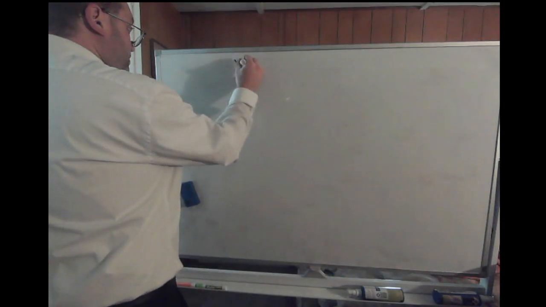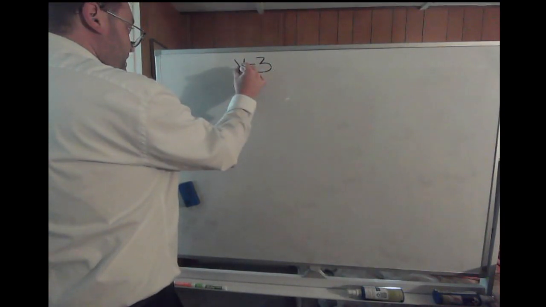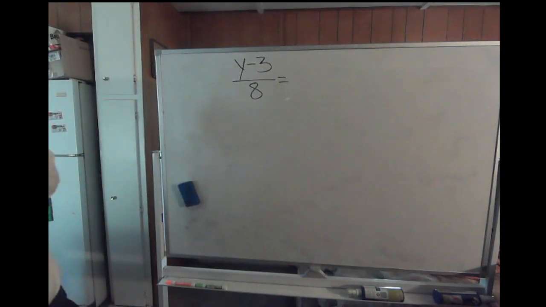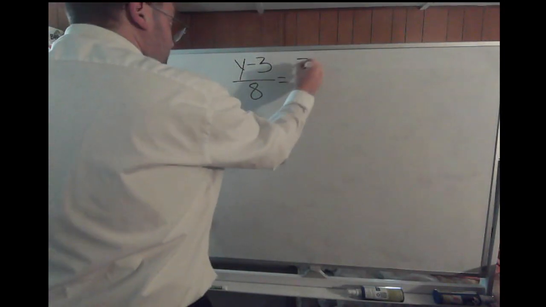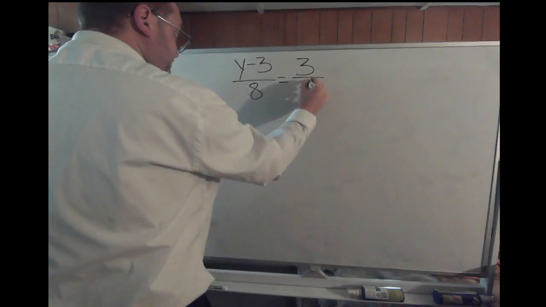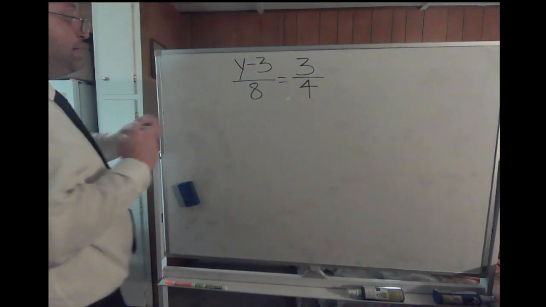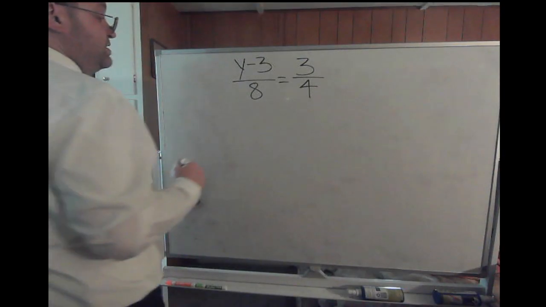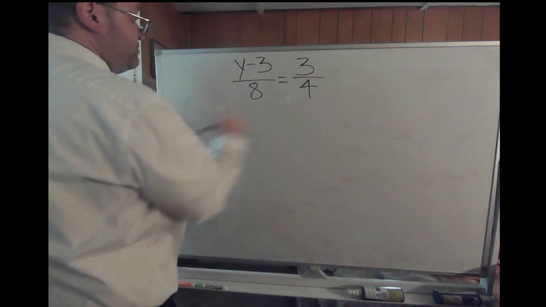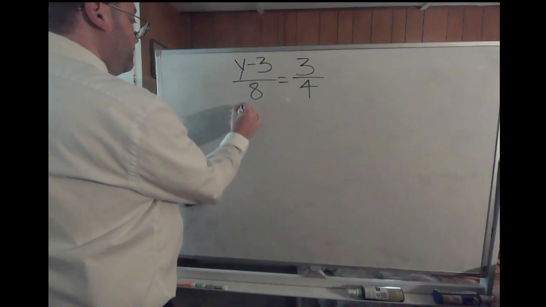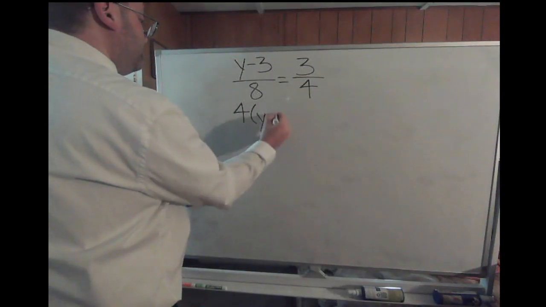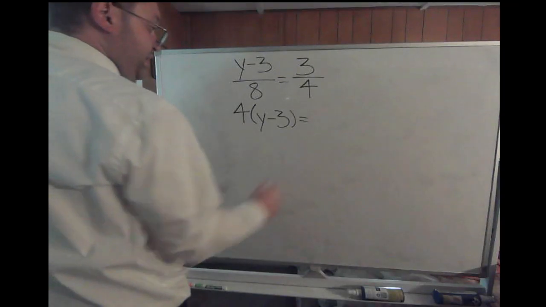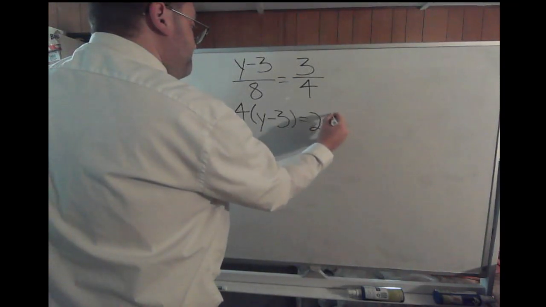Alright, similar one. y minus 3 all over 8 equals 3 all over 4. Alright, so we got y minus 3 all over 8 is equal to 3 over 4. Well, take the cross product of y minus 3 times 4, you'll end up getting 4 times y minus 3. Set that equal to the cross product of 8 times 3, that's going to be 24.